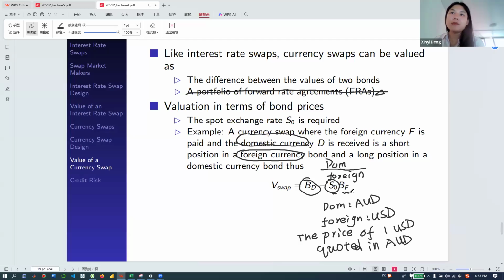And BF is just the foreign currency price of the foreign currency bond. So effectively, we're just converting the prices to the domestic level here, and the rest is the same. You are just using the value of the bond you long minus the value of the bond you short.